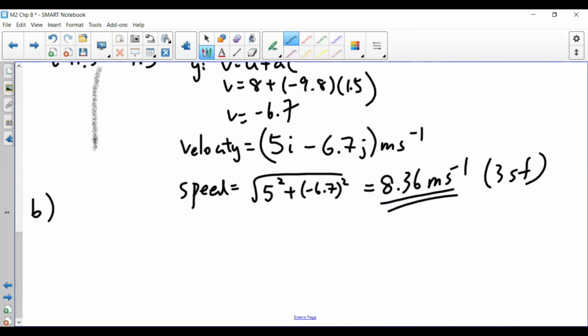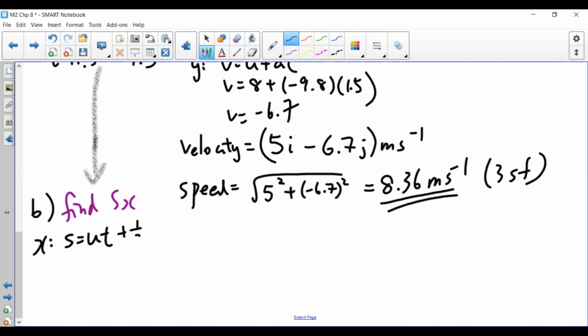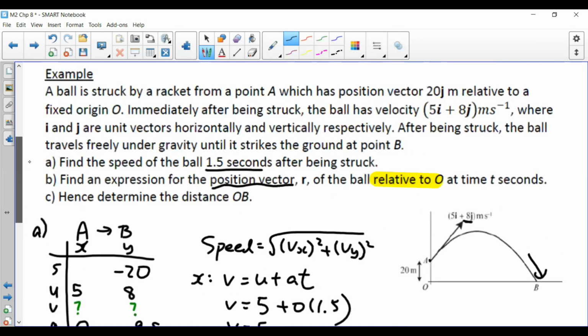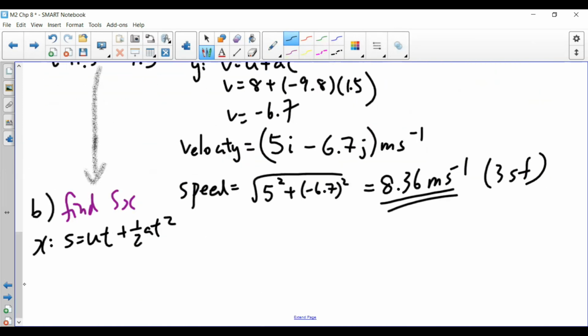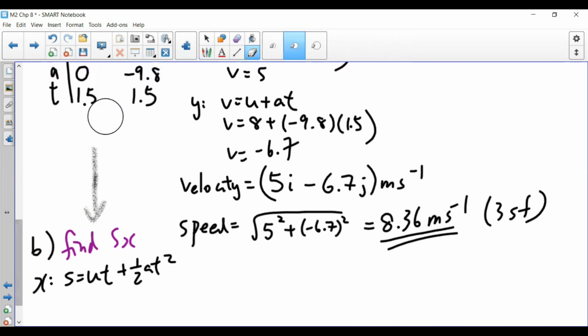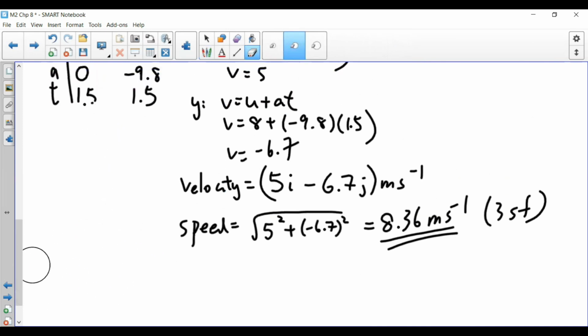Use a pencil in here. I want to find Sx. To find Sx, in X we're going to do S equals UT plus a half AT squared. Oh, actually, sorry, at t seconds. I'm glad I told you to use a pencil because we can't do this. Actually, let's rub it off. I'm so sorry, we have to do it again.